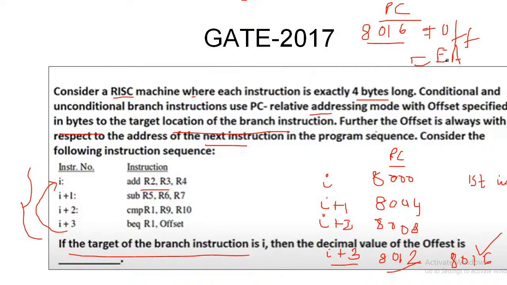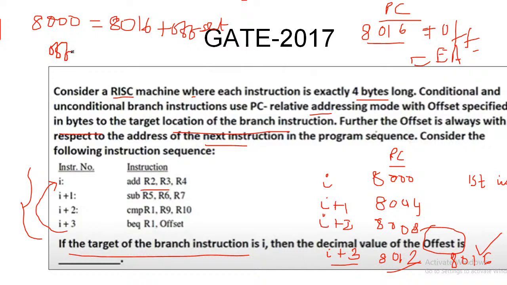Now what is the effective address? The effective address is the address of I. What is the address of I? I can see 8000 is the effective address, because it is going to target 8000, right? So the effective address is this, the program counter after adding 4 is this, and you have the offset value. Now the question is to calculate the offset value. It is very easy.